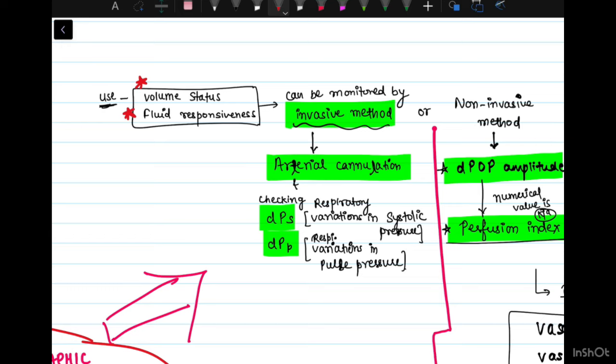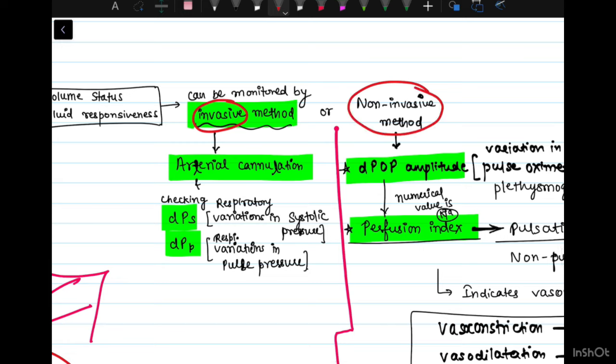looking at the patient you cannot see whether the patient is dehydrated or overloaded. Usually it is very difficult to tell the fluid status. So to tackle this problem, there are certain invasive methods and certain non-invasive methods.